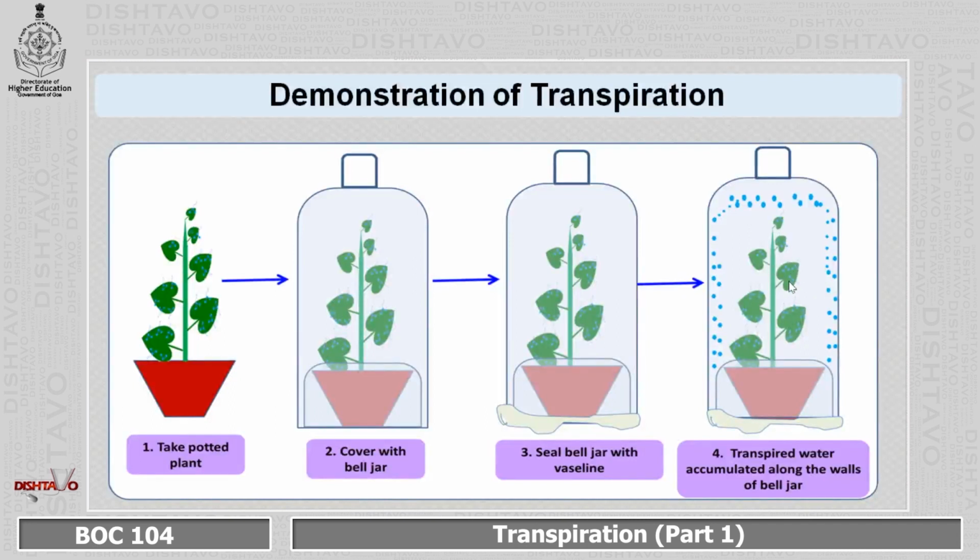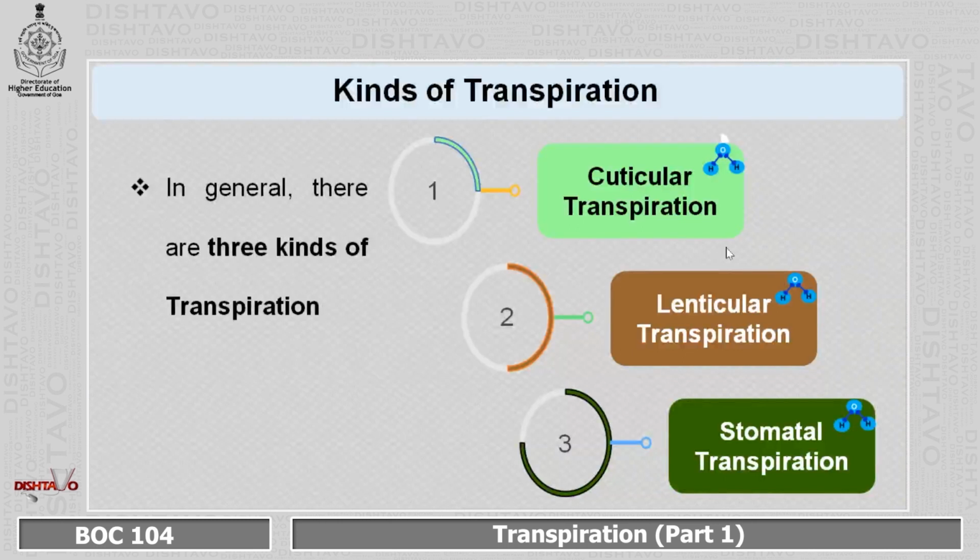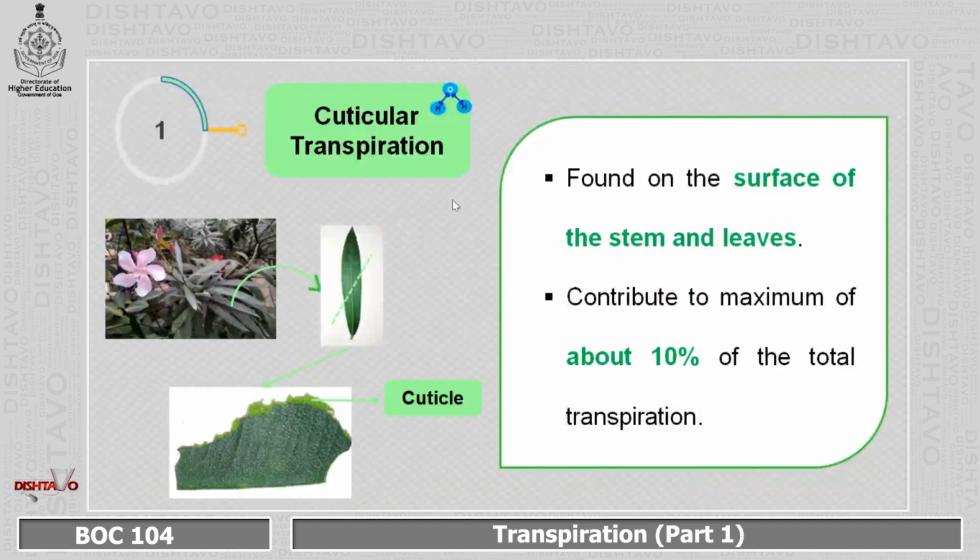Coming to the kinds of transpiration, in general there are three major kinds: cuticular transpiration, lenticular transpiration, and stomatal transpiration. Cuticular transpiration is the transpiration observed on the surface of the stem and leaves. If you see this plant, I have taken an example of a xerophytic plant, Nerium. If we take an oblique section, we can see the cuticle here and there is a loss of water from this tissue. But cuticular transpiration contributes only about 10% of the transpirational loss.